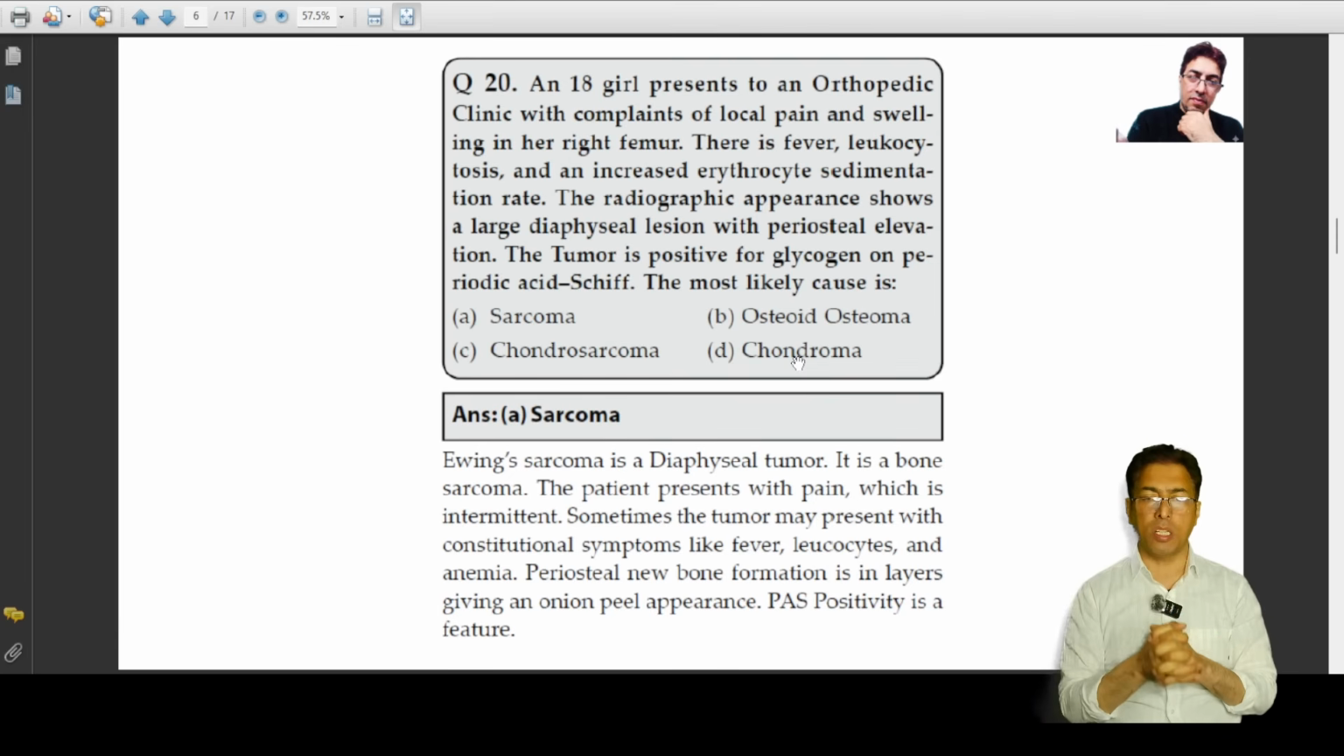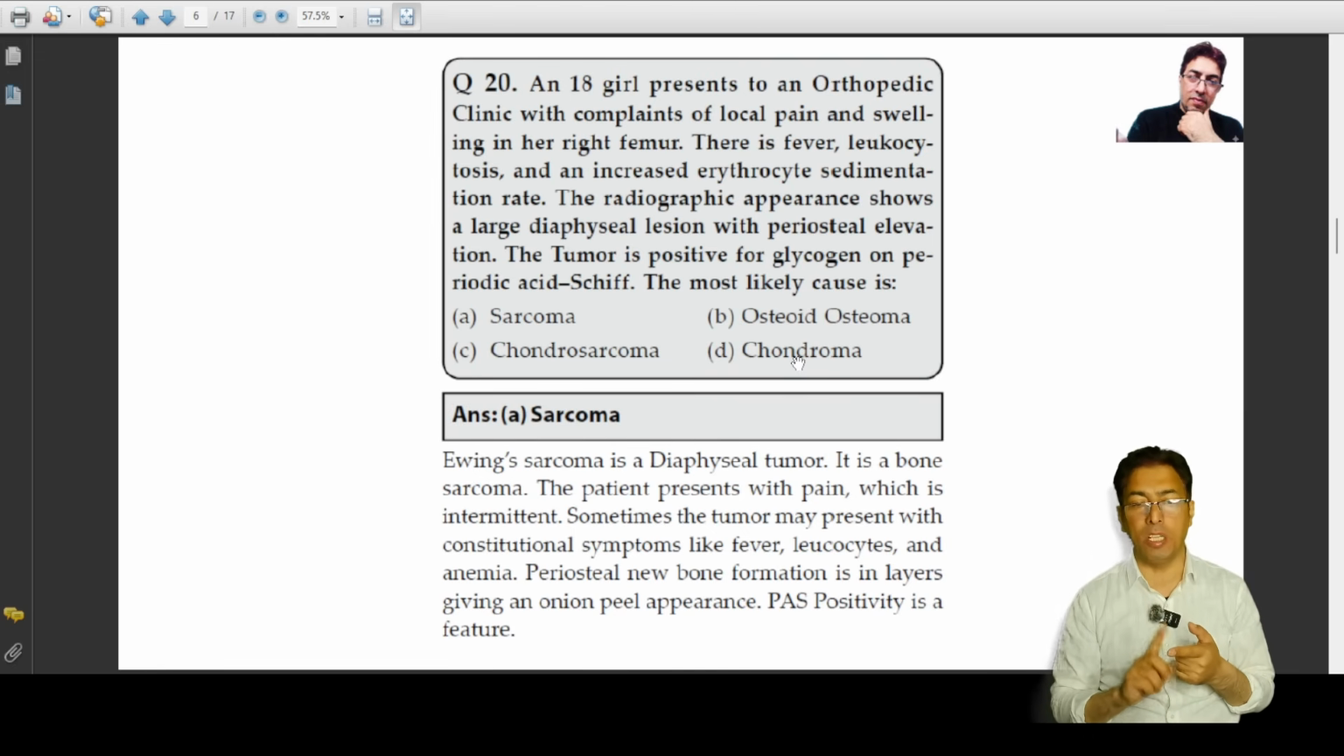Now, as far as this clinical condition is concerned, a young girl presenting with something like inflammatory swelling in the right femur, and there is associated fever and leukocytosis and increased ESR, it would simulate something like osteomyelitis of the bone, but we do not find osteomyelitis as an option over here. It looks like an inflammatory condition. And one thing you have to remember, that there is this peculiar bone tumor, the Ewing sarcoma. Ewing sarcoma is a diaphyseal tumor, and it simulates osteomyelitis.